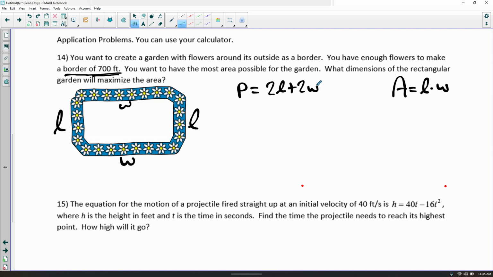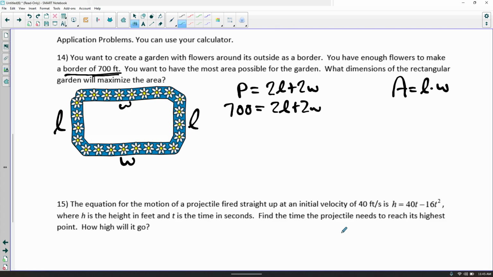So what would be the next part? Instead of P, you would put what? 700. Your border or your fencing or whatever we're using as a border is going to be your perimeter. Then you must solve for W or L. King, which one do you want to solve for, L or W?